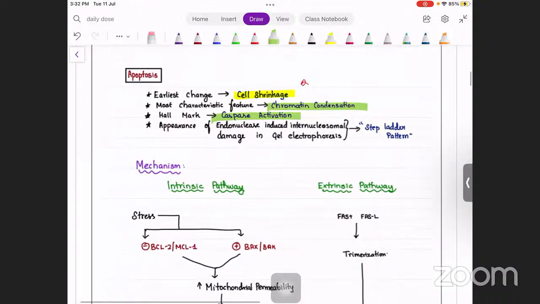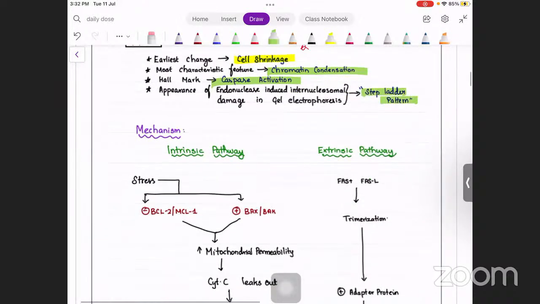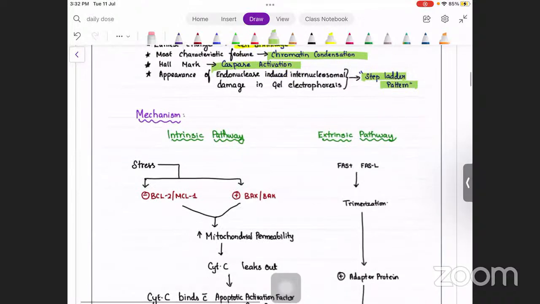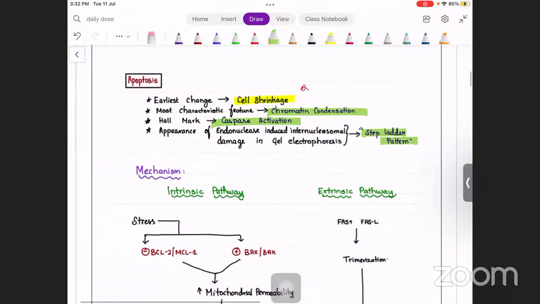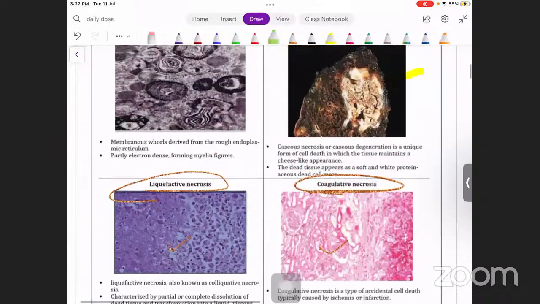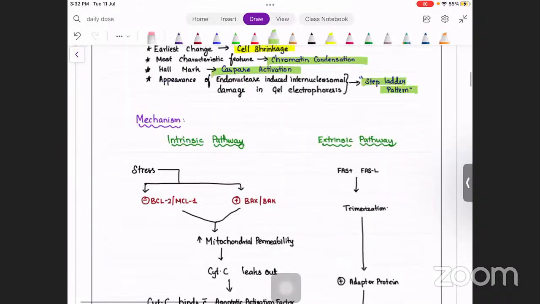Then you have the appearance of endonuclease-induced internucleosomal damage in gel electrophoresis. You may see the step-ladder pattern in gel electrophoresis. That appears as a step-ladder pattern, people. Very important MCQ. So this is all about the straight questions on apoptosis.